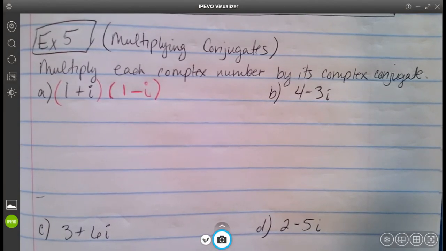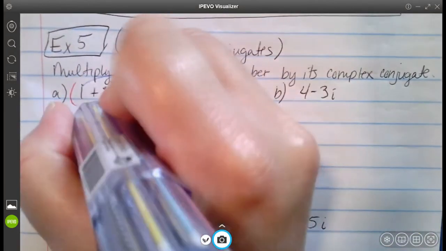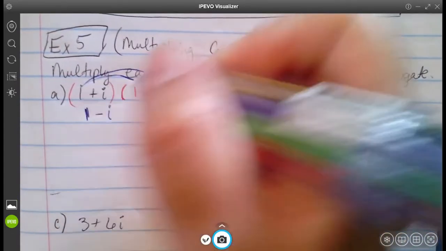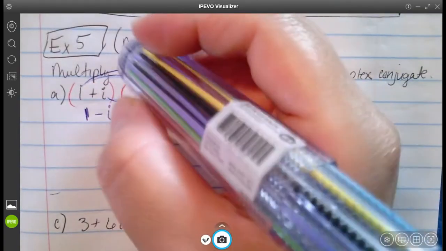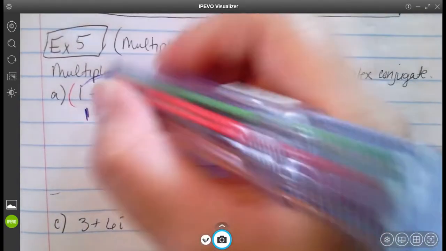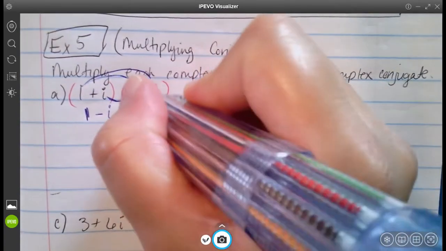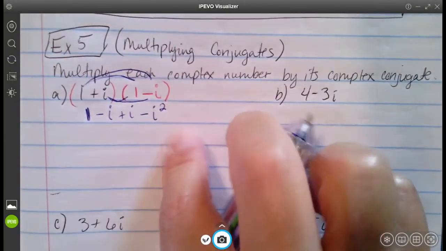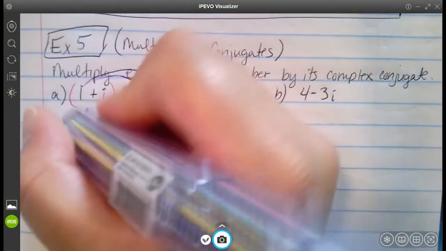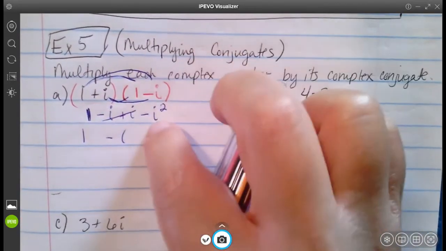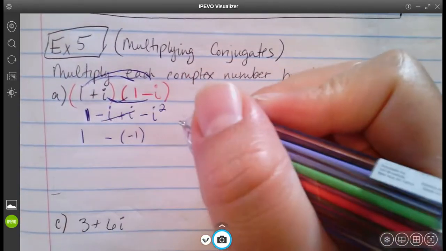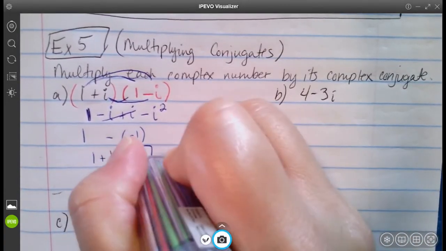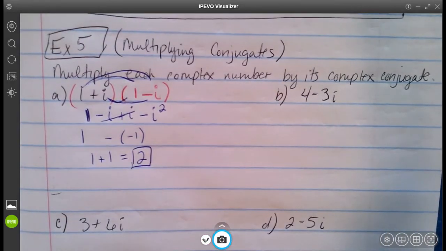It's just like the FOIL that we did earlier. So 1 times 1 is 1. 1 times negative i is negative i. i times 1 is going to give me positive i. And then i times negative i is negative i squared. We're going to simplify this so you can see that the middle terms are gone. So we have 1 minus, remember that i squared is negative 1, which is going to be 1 plus 1 equals 2. And that's it for that one.